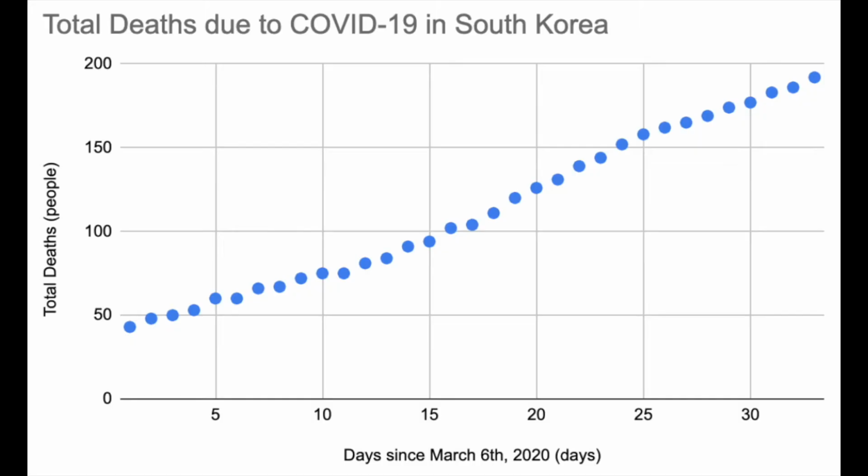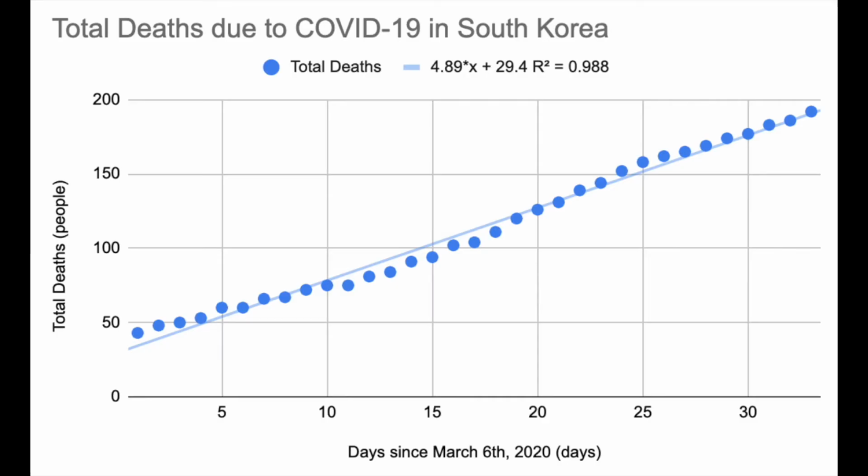This is the scatter plot of our data, and the title of the plot is Total Deaths Due to Coronavirus in South Korea. The y-axis represents the dependent variable, total deaths, and the x-axis represents the independent variable, which is the days since March 6th.